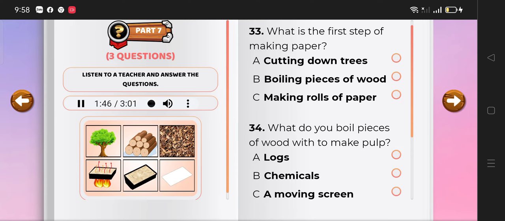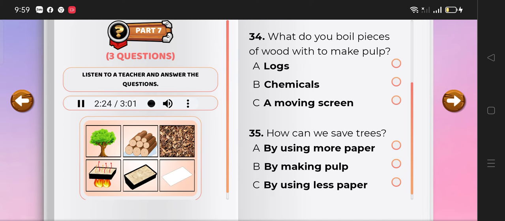Now answer the questions. Number 33. What is the first step of making paper? A. Cutting down trees. B. Boiling pieces of wood. C. Making rolls of paper. Number 34. What do you boil pieces of wood with to make pulp? A. Logs. B. Chemicals. C. A moving screen.